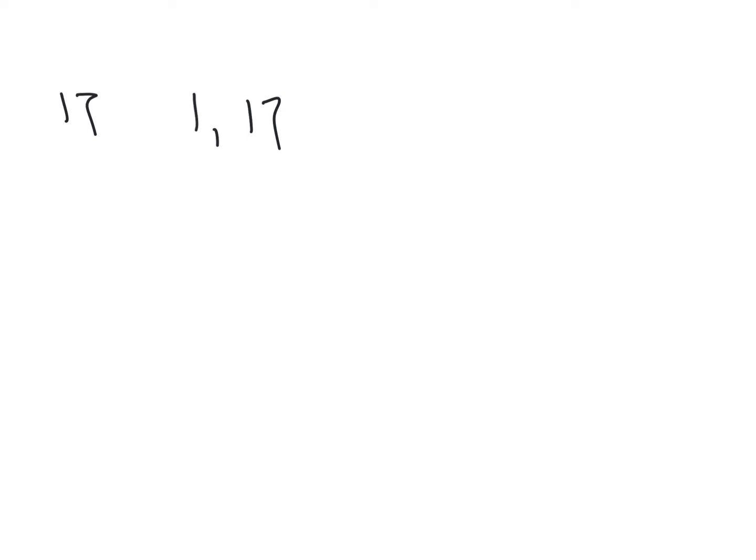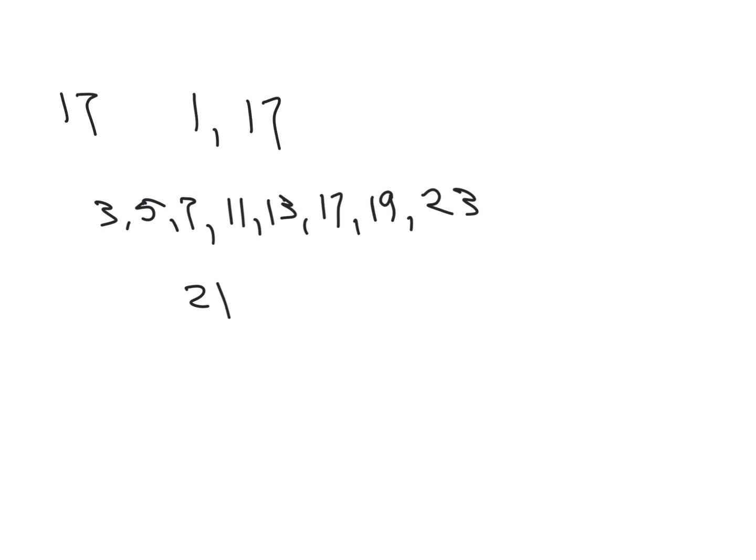So a list of prime numbers would be like 3, 5, 7, 11, 13, 17, 19, 23. Notice there are no even numbers there because every even number can be divided by itself, 1, and 2. So there are no prime even numbers, but not all odd numbers are prime. 21, 7 and 3 both go into that. So don't just assume that because it's an odd number, it is prime.